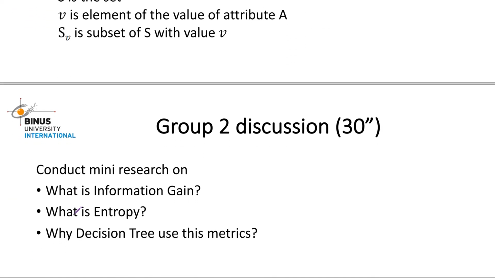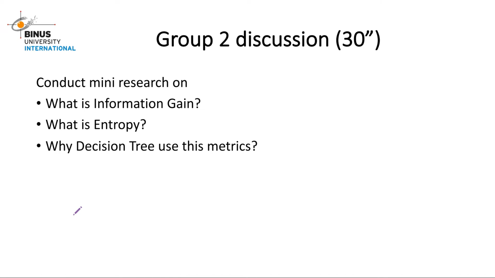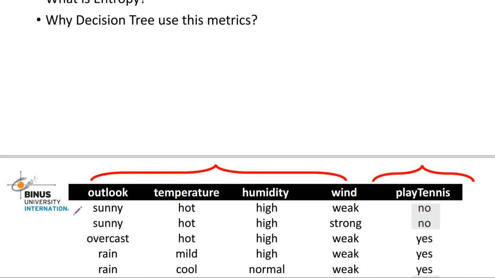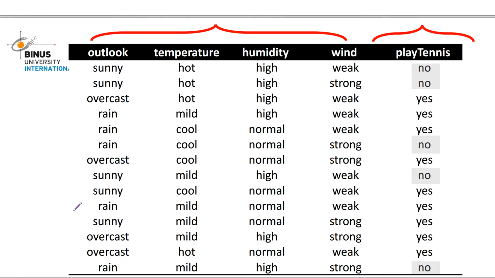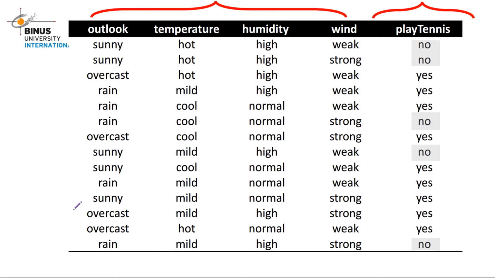Okay, so for Group 2 discussions, you need to conduct mini research on what is information gain, what is entropy, and why decision trees use these metrics. Okay, we use these datasets to apply our ID3 algorithm.